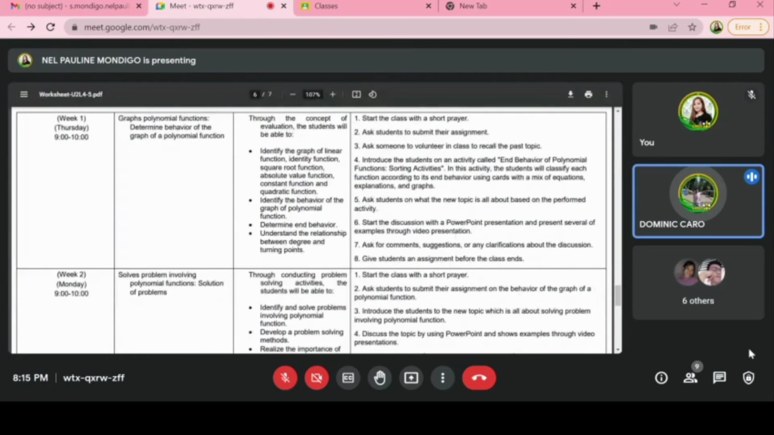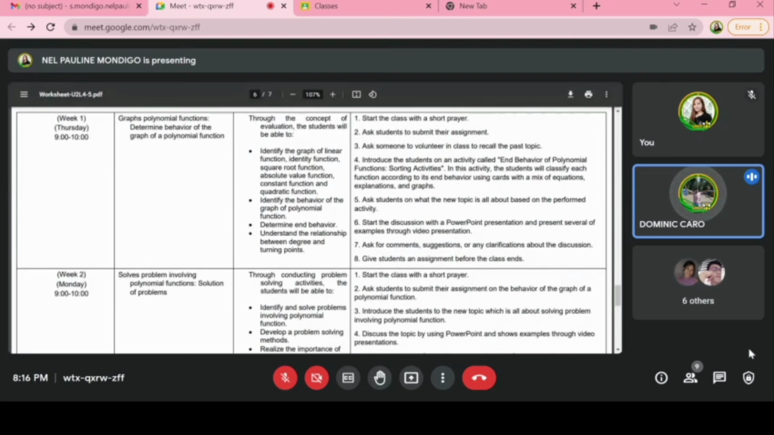The daily procedure for that is: start the class with a short prayer, ask students to submit their assignment, ask someone to volunteer in the class to recall the past topic, introduce the students to the activity called end behavior of polynomial functions. In this activity, the students will classify each function according to its end behavior using cards with a mix of equations, explanations, and graphs.